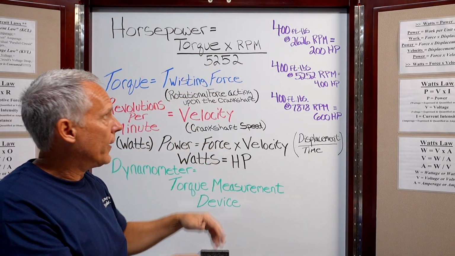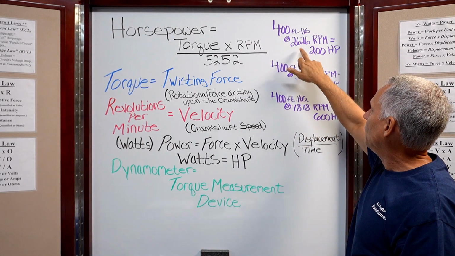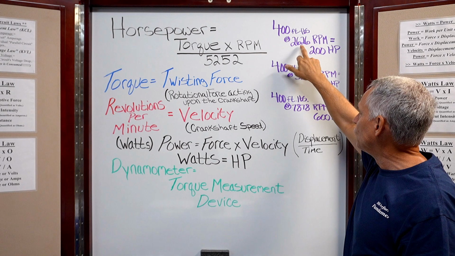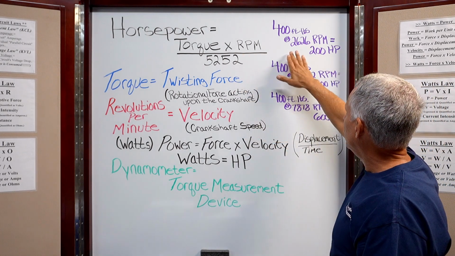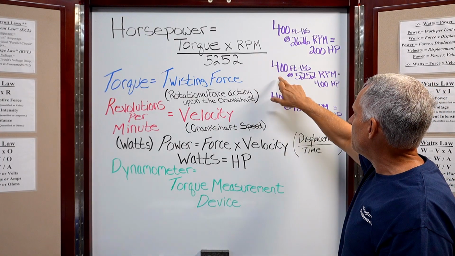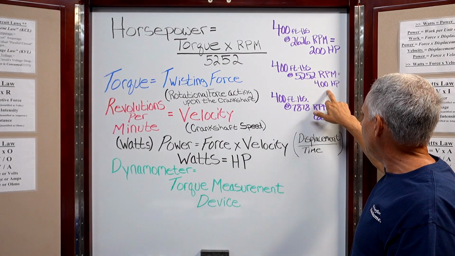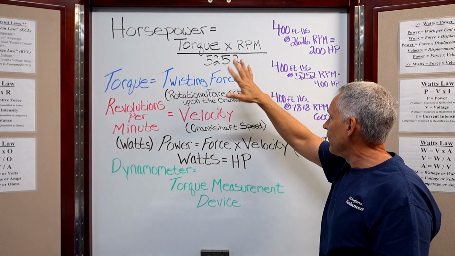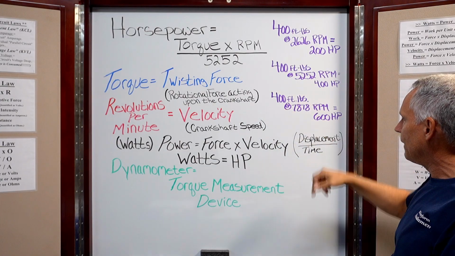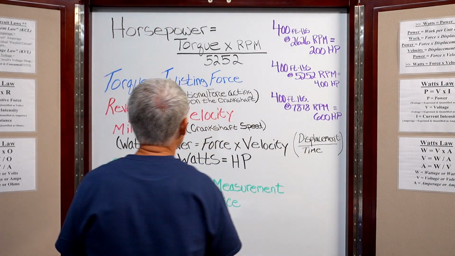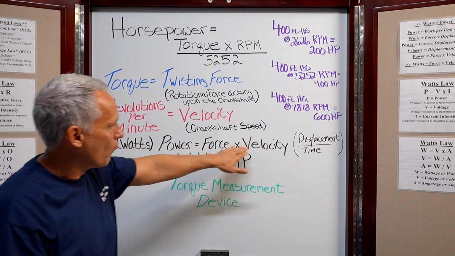calculation. Let's say we were at the engine dyno, and the dynamometer measured torque at 400 foot-pounds, and it occurred at 2,626 revolutions per minute. It would then calculate the horsepower at 200 horsepower. Same scenario, different engine: the dynamometer measured 400 foot-pounds of torque, but that occurred at 5,252 RPM. That would then equate to 400 horsepower. And if yet a different engine measured 400 foot-pounds of torque at 7,878 RPM, the calculation would then be 600 horsepower. So basically, this is my horsepower analogy for the equation power, or watts, is equal to force times velocity.